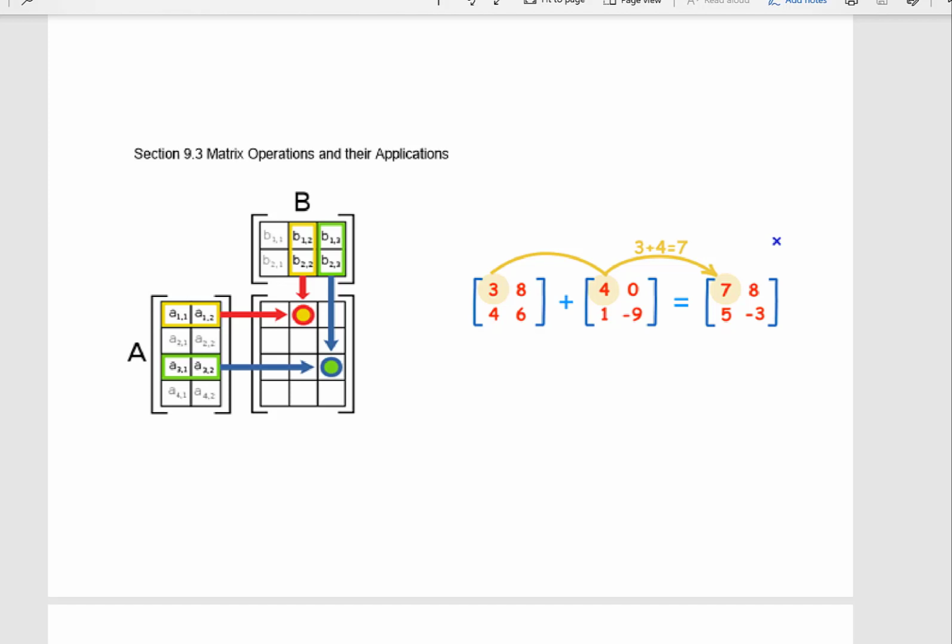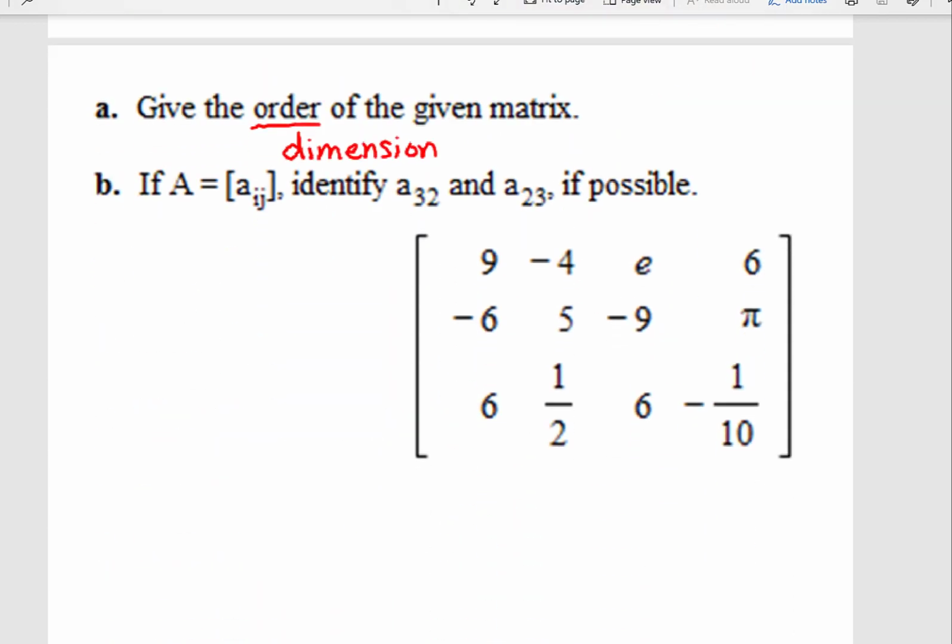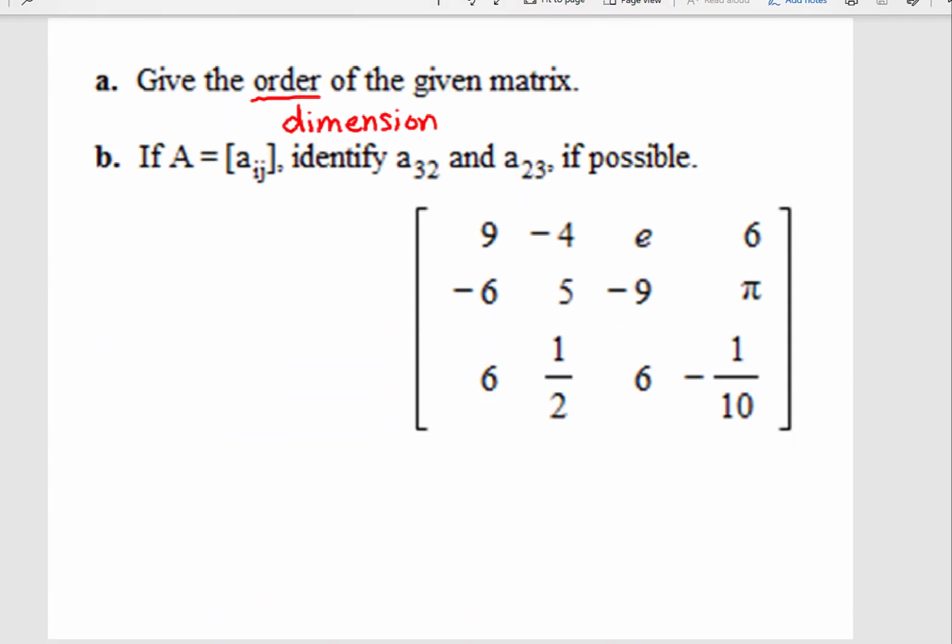This is section 9.3, matrix operations and their applications. We'll begin by just talking about what is a matrix. So a matrix is simply a table of numbers. When we were doing ordered pairs previously, that could have been organized as a matrix. And so it definitely connects back to what we've covered in this course.